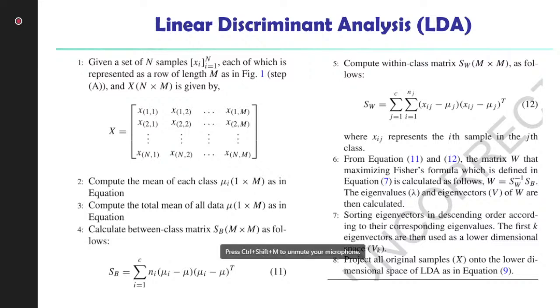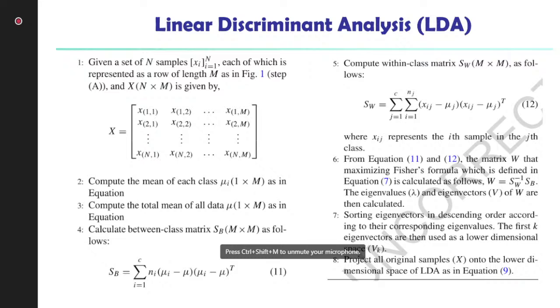Right. So it says that first we compute the mean of each class. Let's say out of n, some belong to class A, some belong to class B. So we calculate the mean for each class, which is mu. So if there are 3 classes, then mu1, mu2, mu3, and then we compute the total mean, which is mu.